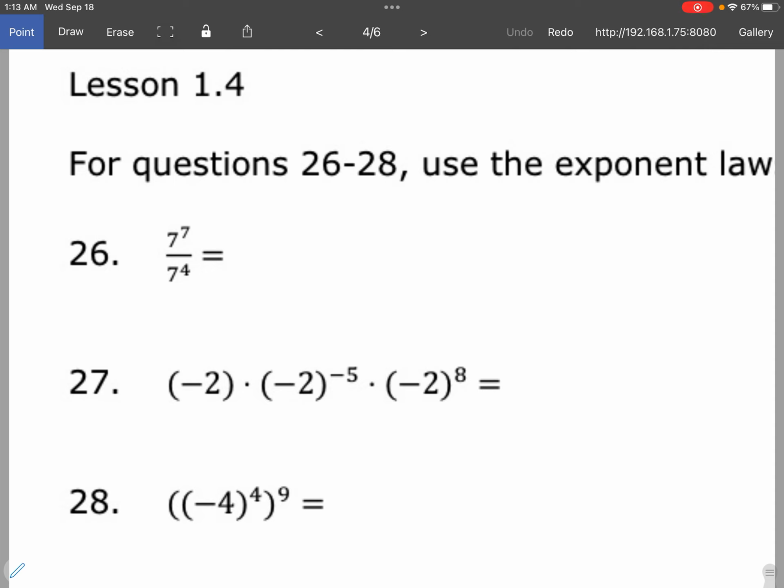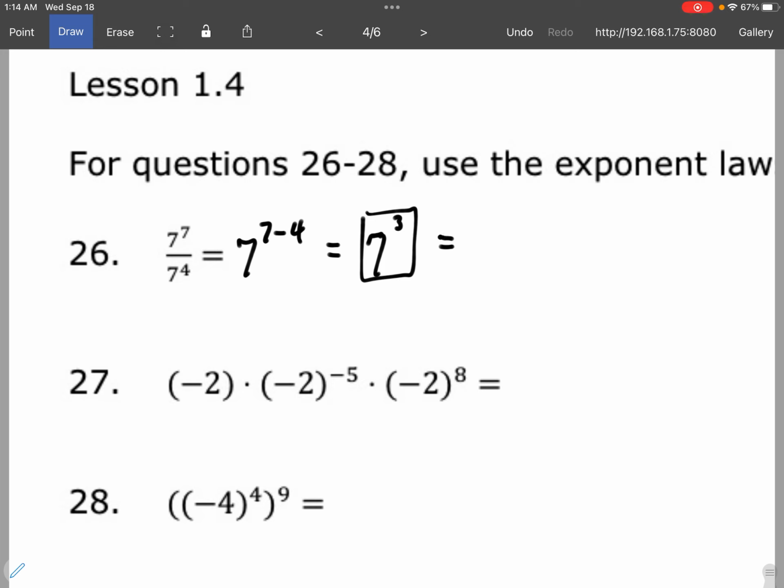And you keep the bases exactly the same. So for this exponent right here, the base is 7. For this exponent here, the base is 7. Because both of the bases are the same, here's the math that we do. 7 minus 4, which gives us 7 to the third power. Okay, so right now this would be an equivalent expression.